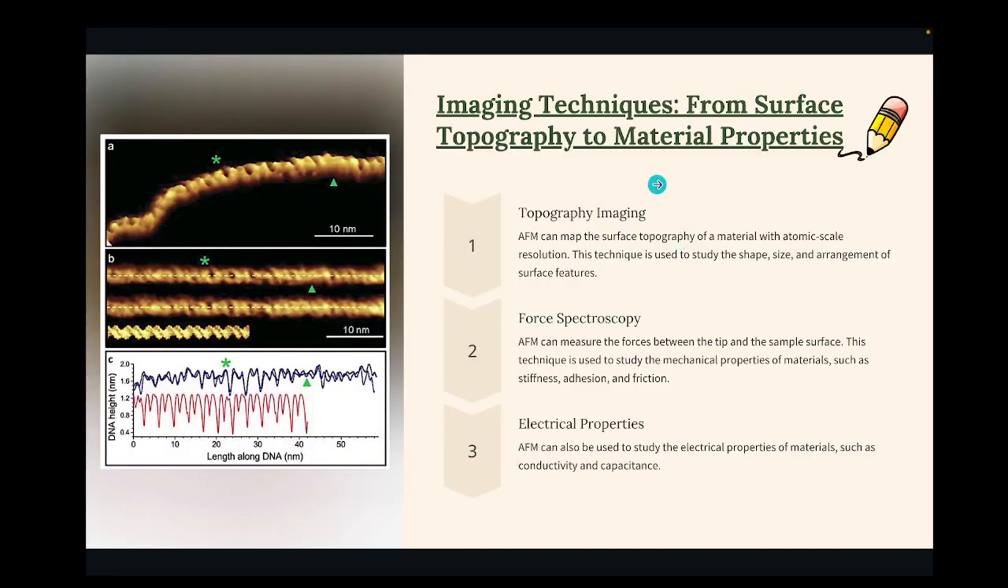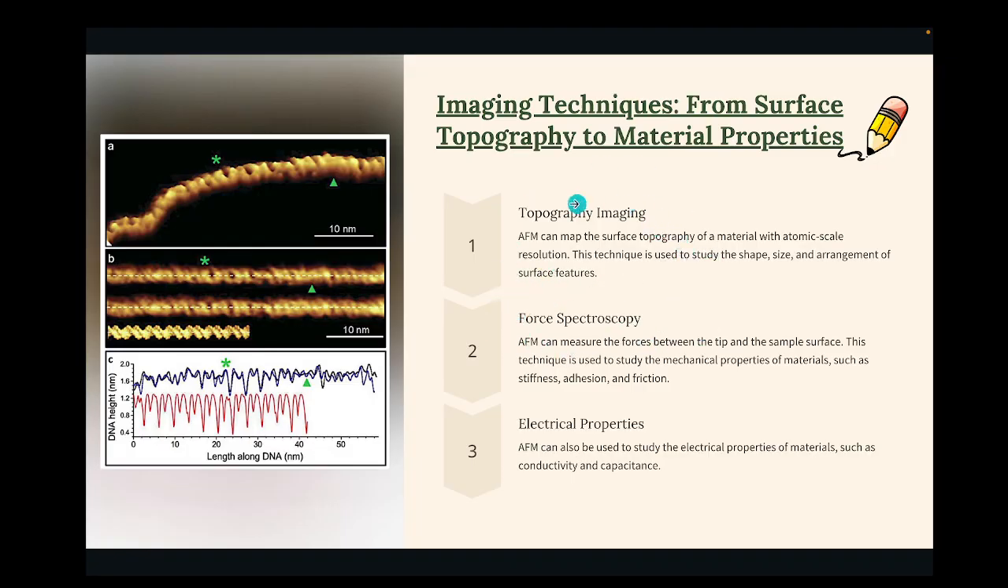So this is the slide which represents the things which we do with the help of the atomic force microscope. This is a topography image, where we can see the ups and downs, the curves on the surface, how the curve is looking. Force spectroscopy tells what the material of a certain substance is, what the nature of a certain substance is. It is generally done with the help of tapping mode.